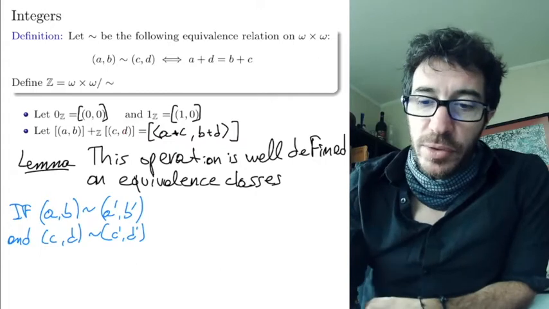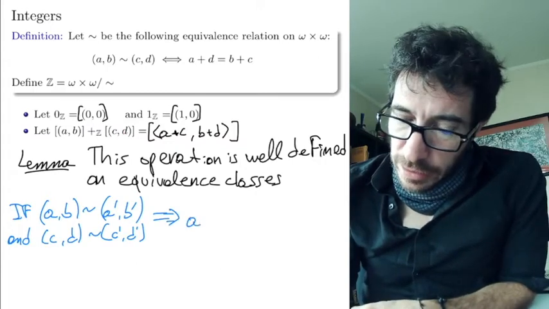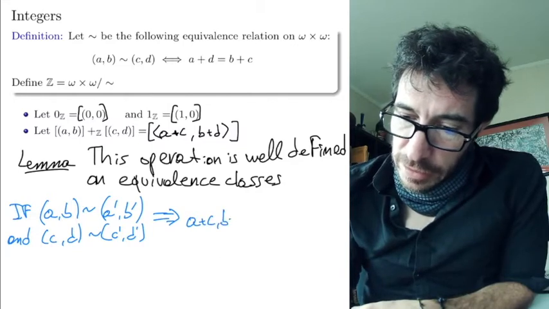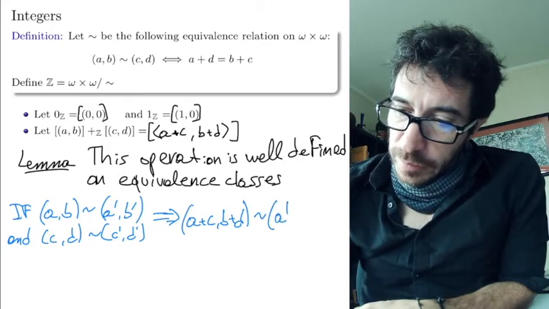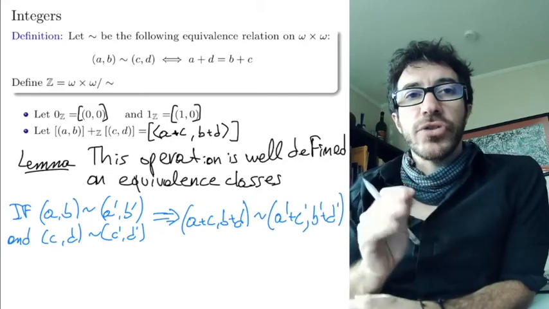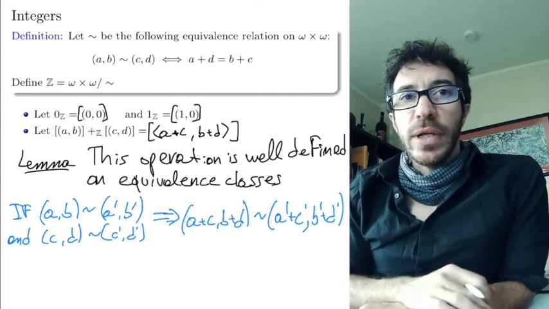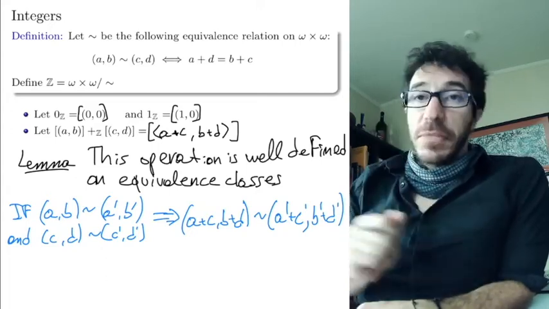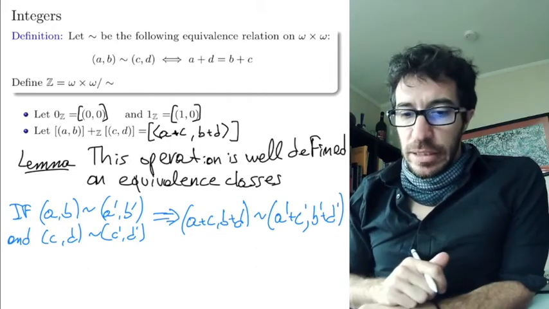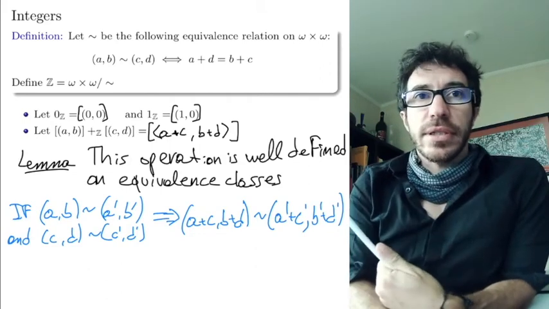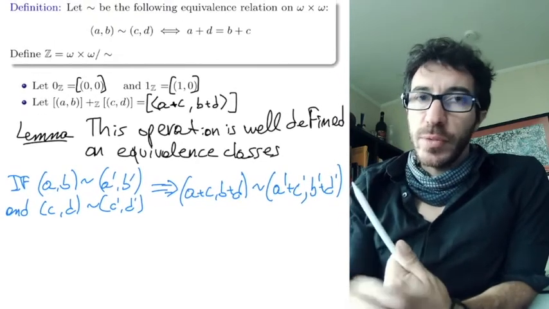So we need to know that this implies that a plus c comma b plus d is equivalent to a prime plus c prime comma b prime plus d prime. Okay, so that's what it means to say that this operation is well defined. And this requires a little proof. It's just a two-line proof, but let's do it. Let's do this two-line proof to show that this operation is well defined.